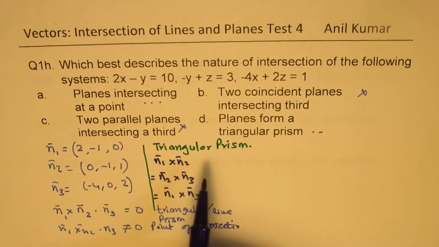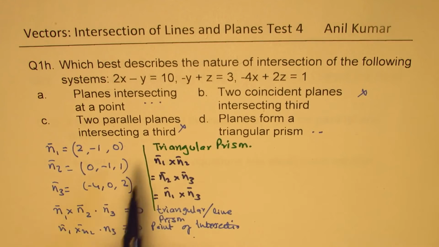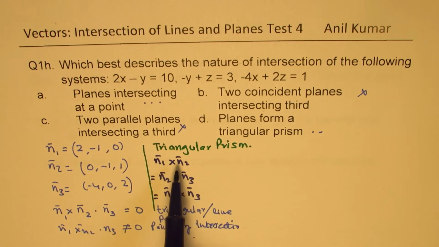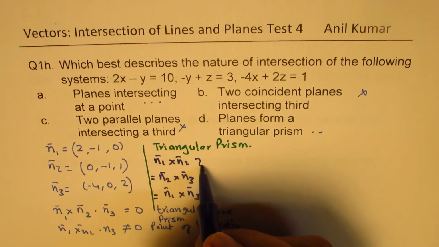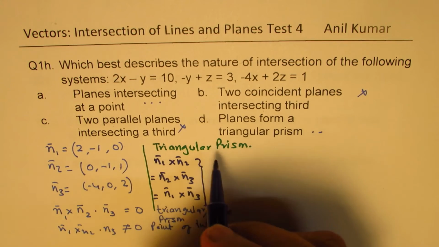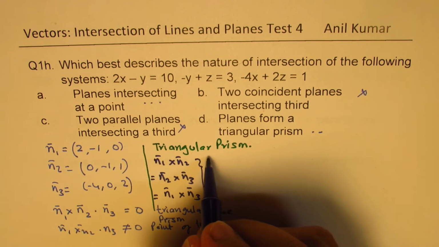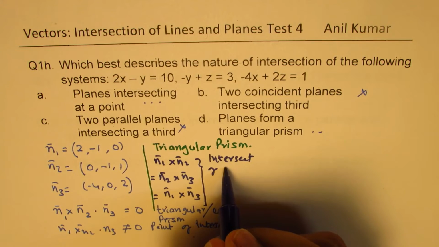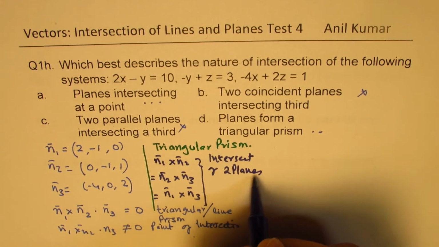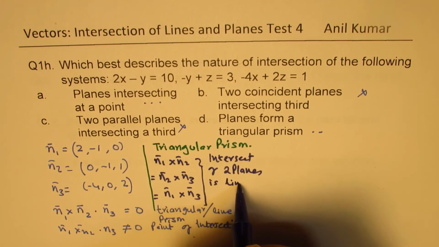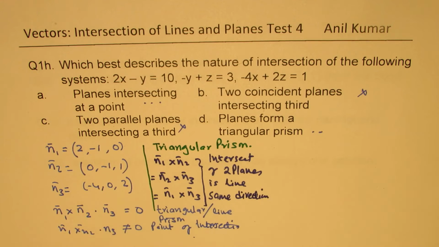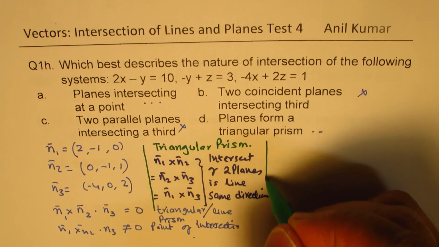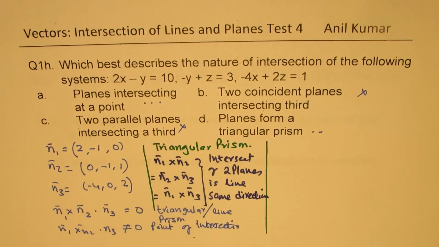So what we'll notice here is if the direction is the same, the cross product will give you the direction of the line, right? So that basically means they intersect in lines, right? So the intersection is a line. So same direction. Is that clear to you? So that is another way, and this way will tell you whether it is a triangular prism or not.